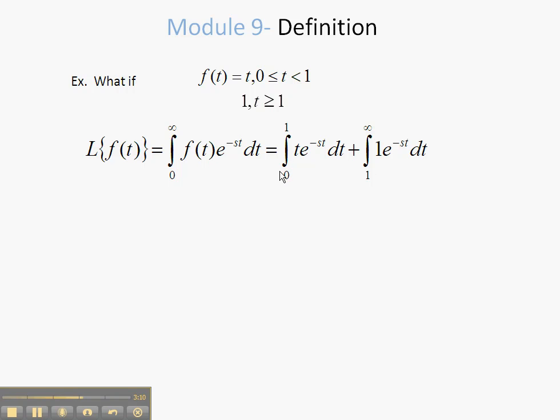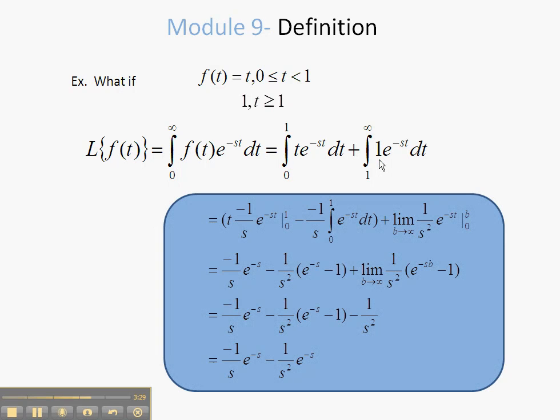Say from 0 to 1, well, in there my function is t, so I can put t for f of t, and then I have that integral. And then if I go from 1 to infinity, then there my function is equal to 1, and I can substitute that instead of f of t. Now I have 2 integrals to solve, and I can do those, the first one again by parts, and the second one is a straight limit integral that I can do.